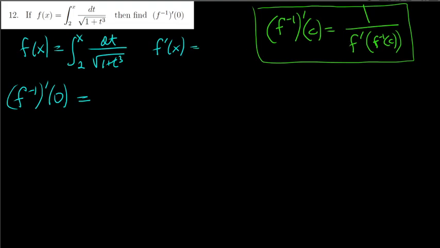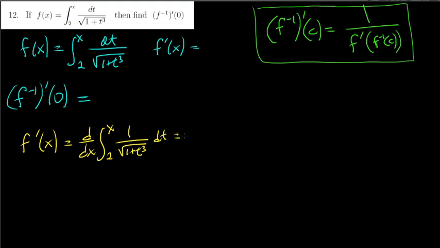We're going to need the derivative of the function, but it's the derivative of an integral, 1 over the square root of 1 plus t cubed, right, dt. So that's just 1 over the square root of 1 plus x cubed. Okay, so that's the derivative.